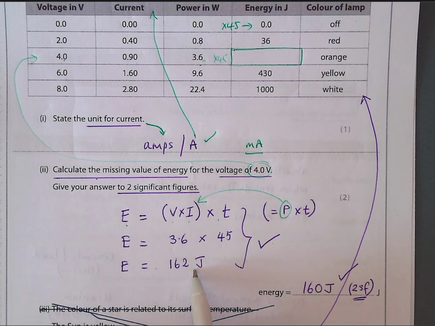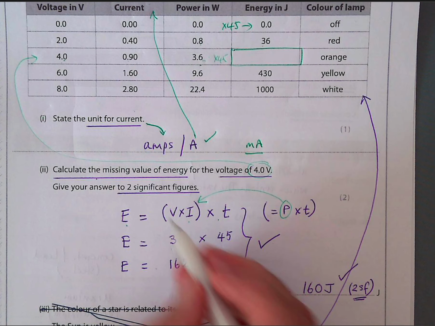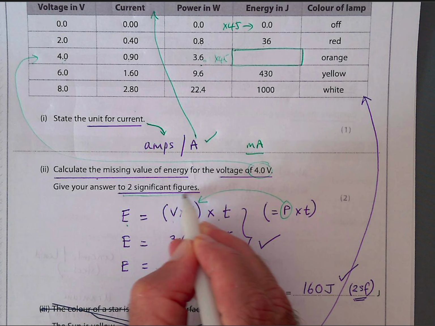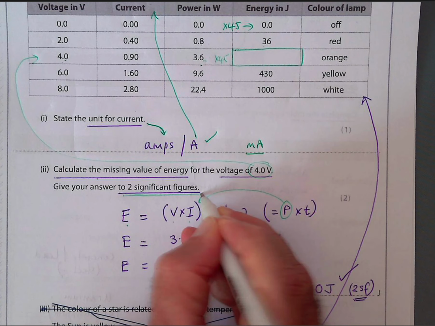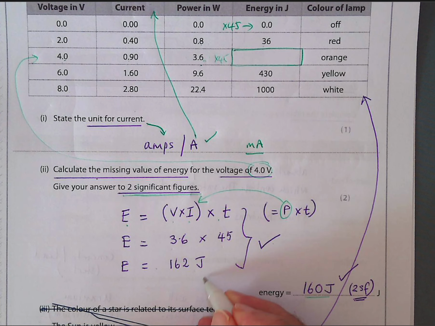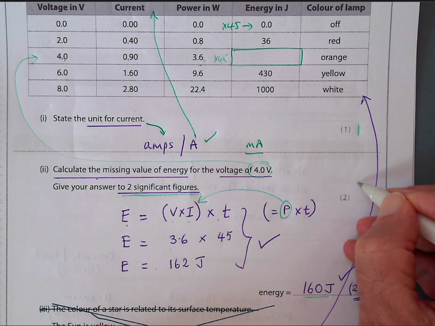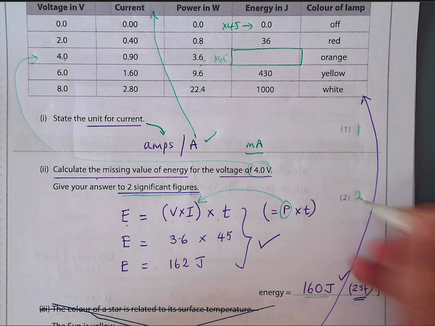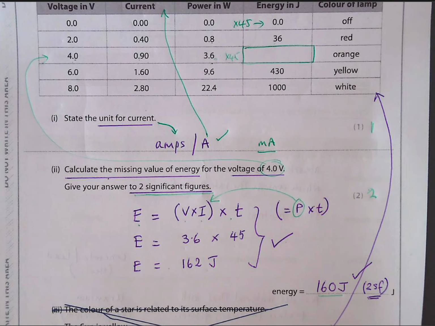And I think I was generous with 1 or 2 of my students. I just read the mark scheme and they've told you that they want it to 2 significant figures. So if they say they want it to 2 significant figures, you then need to round it and say it's 160 joules. So you get 1 mark for getting 162 and 2 marks for getting and recording it as 160. Okay? Hope that makes sense.